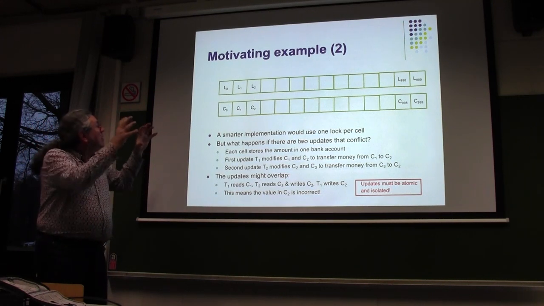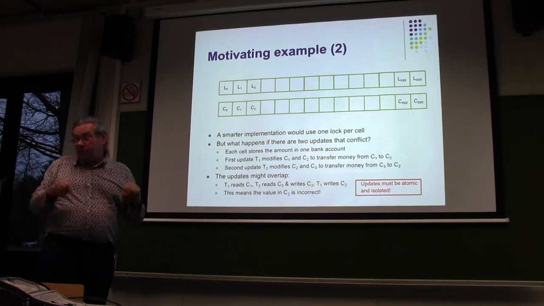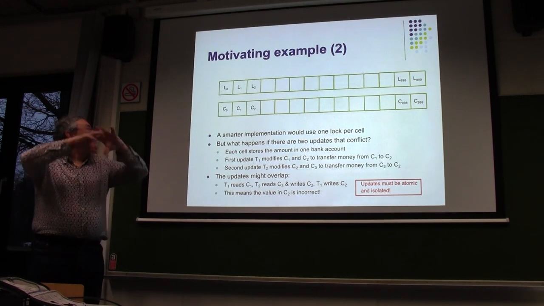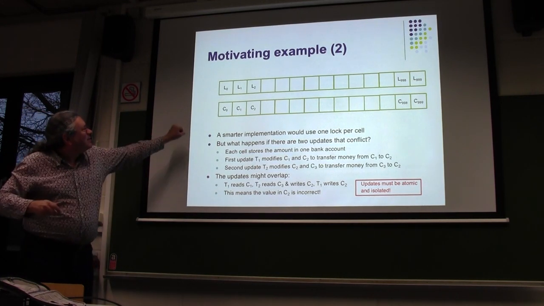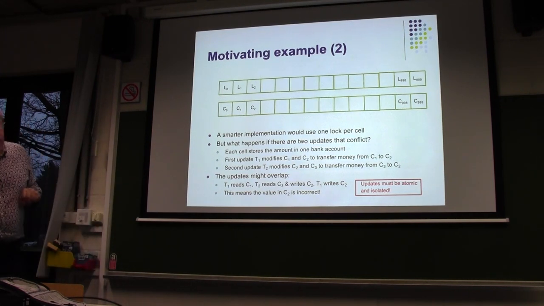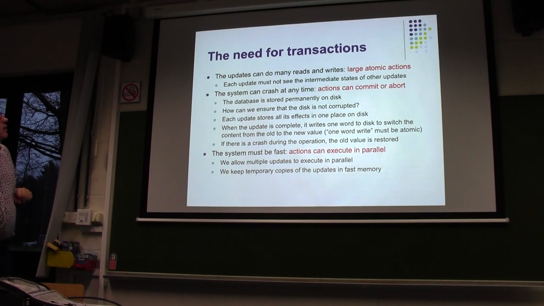So somehow, individual locks are too fine-grained. You have to have a way of combining them if you do things on multiple cells. And that's the whole trick of transactions.